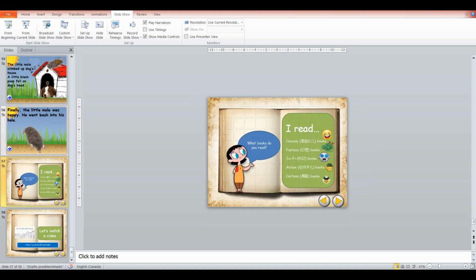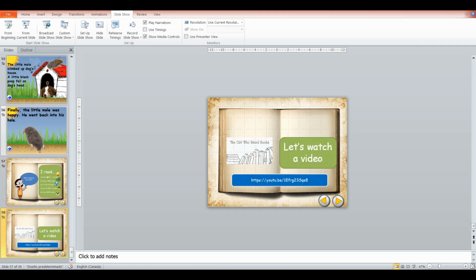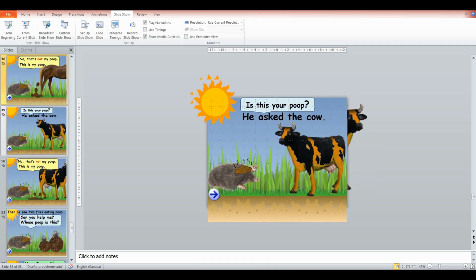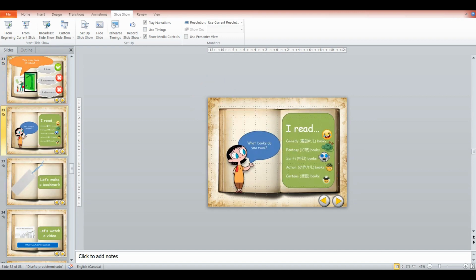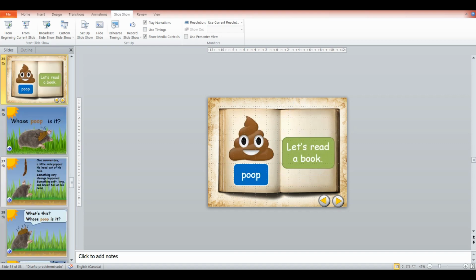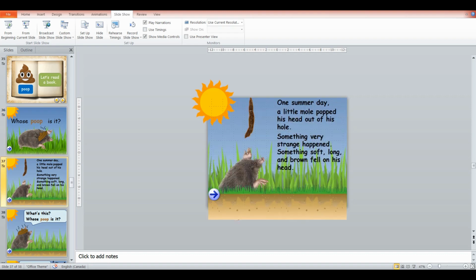And then again, I have this what books do you read, and the film at the end. So it's really towards the end of the class, after doing these what books do you read part, you could either choose to do the craft, you could watch a video, or you could read another story. It's up to you.